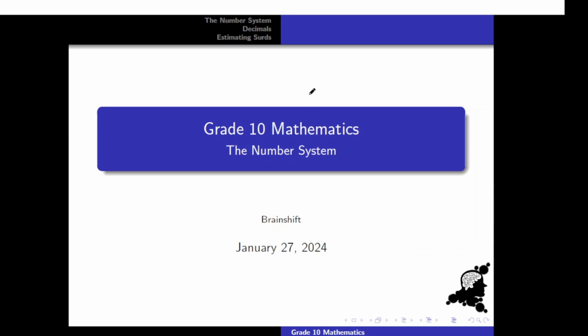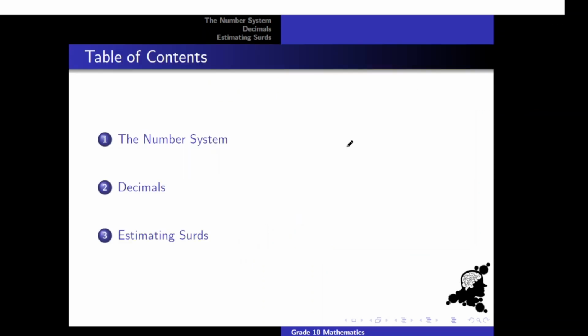Welcome to this tutorial on grade 10 mathematics, and in this lesson we'll be having a look at the number system. So the content for today is we'll have a look at the number system. What are the different types of numbers that we have? What is the need for the number system and how do we actually apply it?